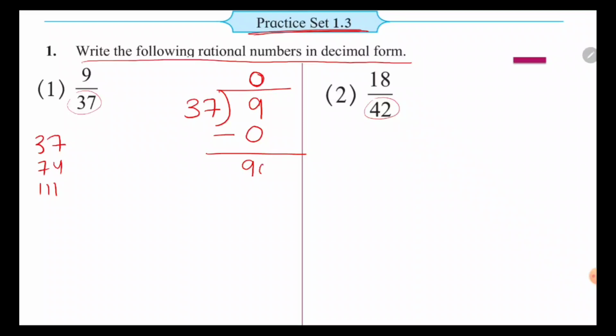Now we will be putting a 0 from our side. When we put a 0 from our side, what happens? There becomes a decimal point. Now I can see that there is not even 90 in the table, but yes, there is 111 and 74. So I'll be taking 74, which is less than 90, and I can't take 111. So here 2's are 74.